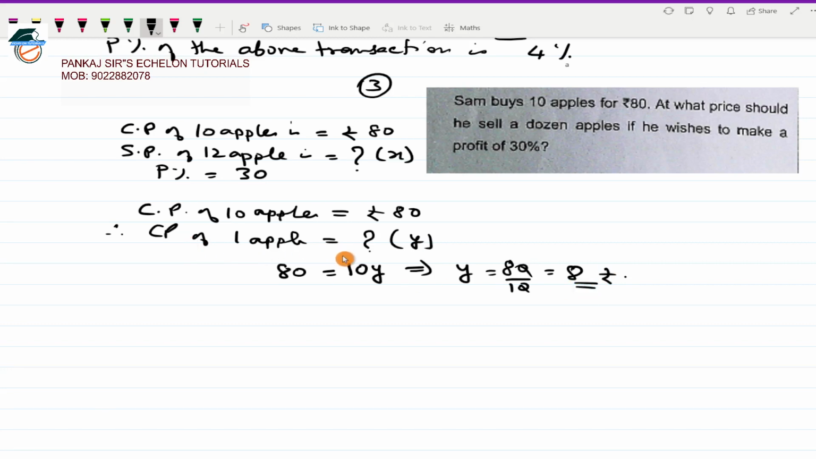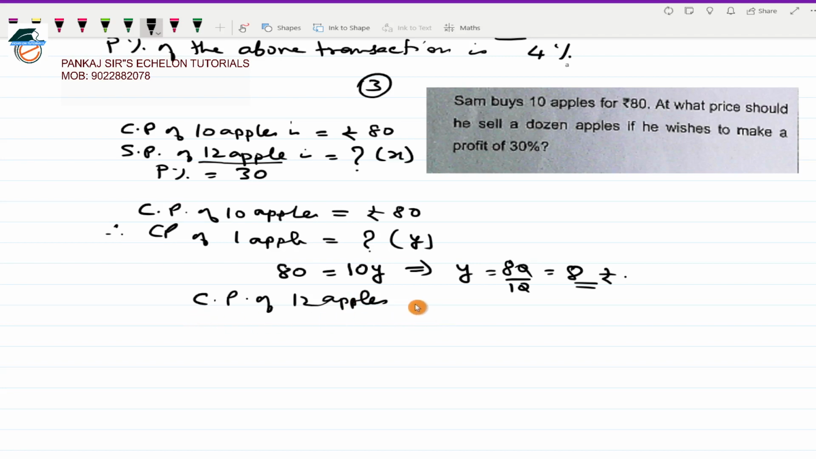Now having done that, you will try to find out the profit percentage. Now see, here it was necessary to convert it into one apple, because the selling price is what we want to find out, the selling price of 12 apples. So when you want to find out the selling price of 12 apples, you will have to find the cost price also of 12 apples. Okay, so cost price of one apple is rupees 8. So cost price of 12 apples will be how much?